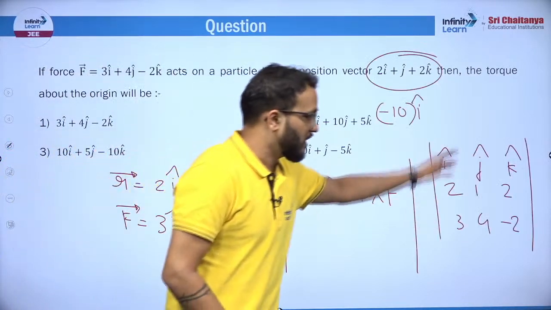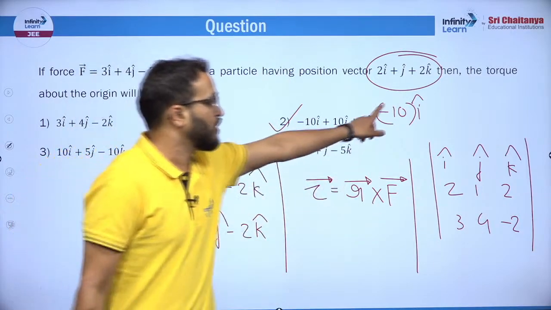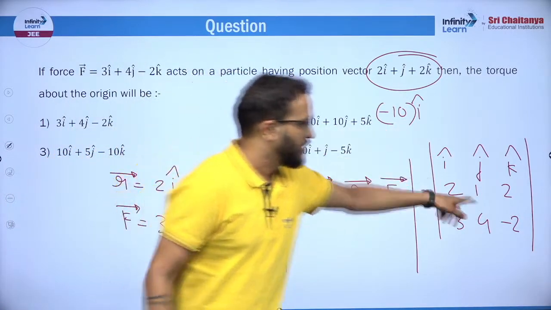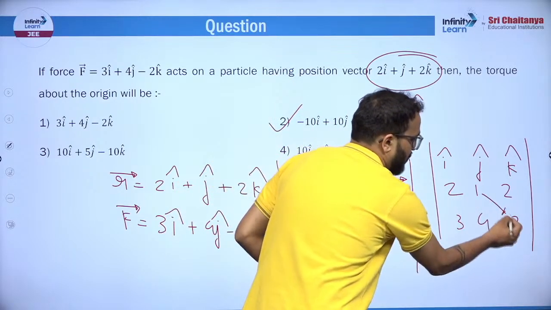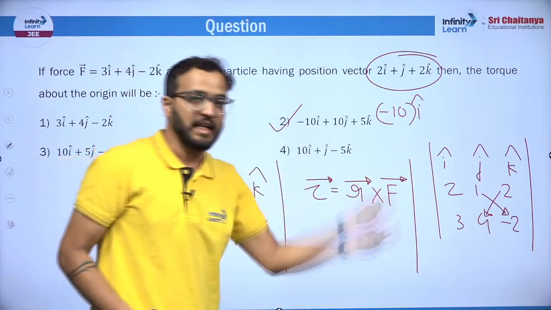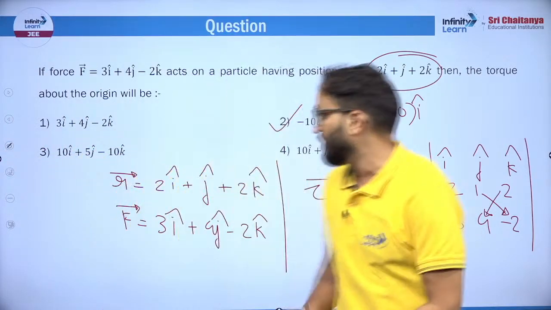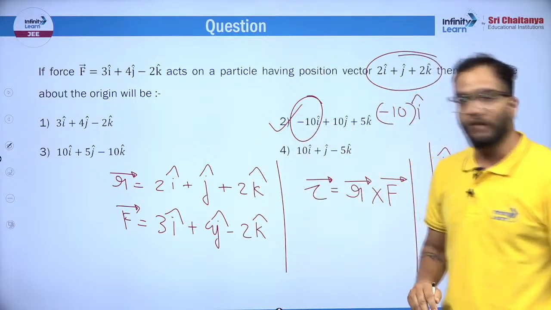That means we don't even require to solve for the coefficients of j cap and k cap. Just take the coefficient of i cap and it comes out to be minus 10. See, like this: 1 into minus 2 minus 4 into 2, so minus 2 minus 8 is minus 10. If minus 10 is there in any option, you will immediately find minus 10 here as the coefficient of i cap.